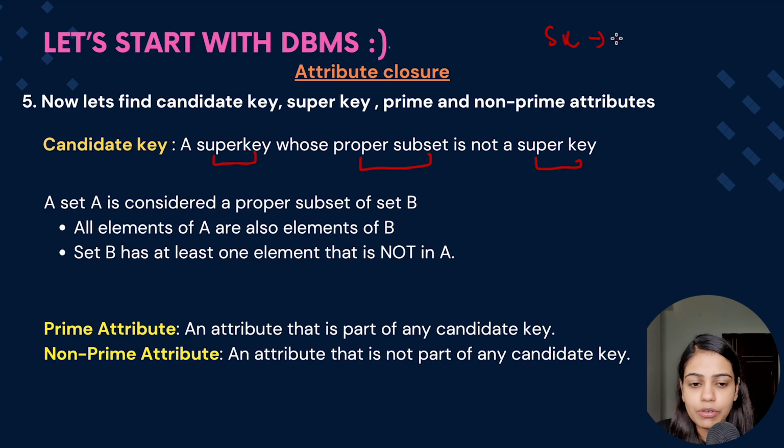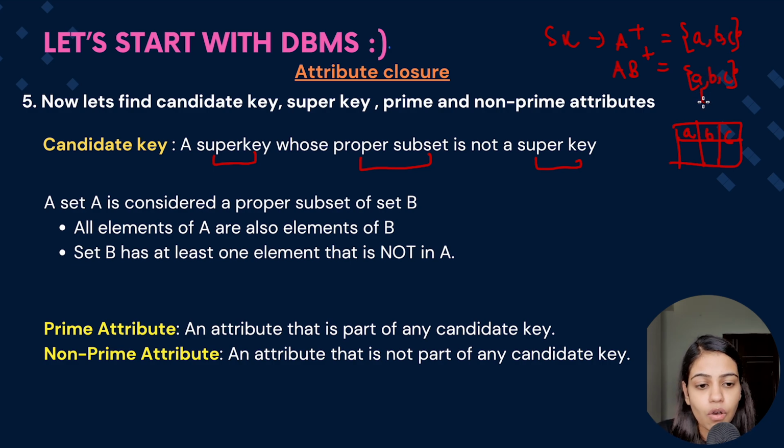An attribute or a set of attributes is considered to be a super key if its closure gives all the attributes which are present in our relation. So consider that there is a relation, or a table, in which the attributes are A, B and C, and if the closure of an attribute or a set of attributes gives us all the attributes present in our relation, it is considered to be a super key.